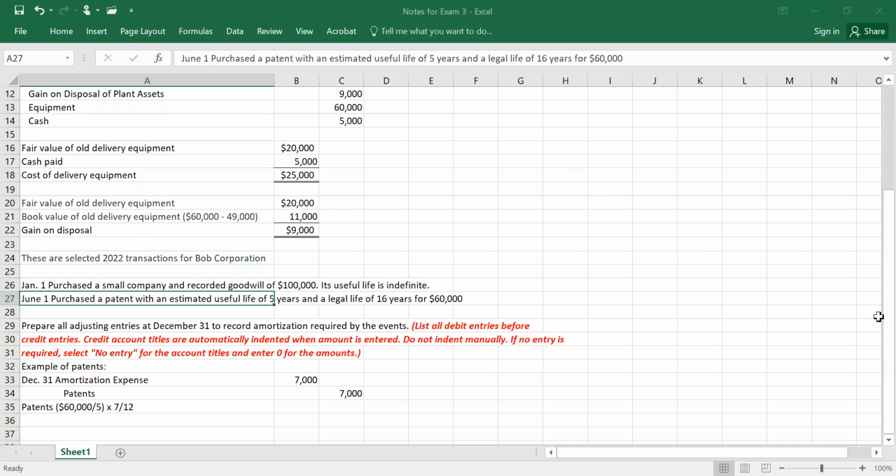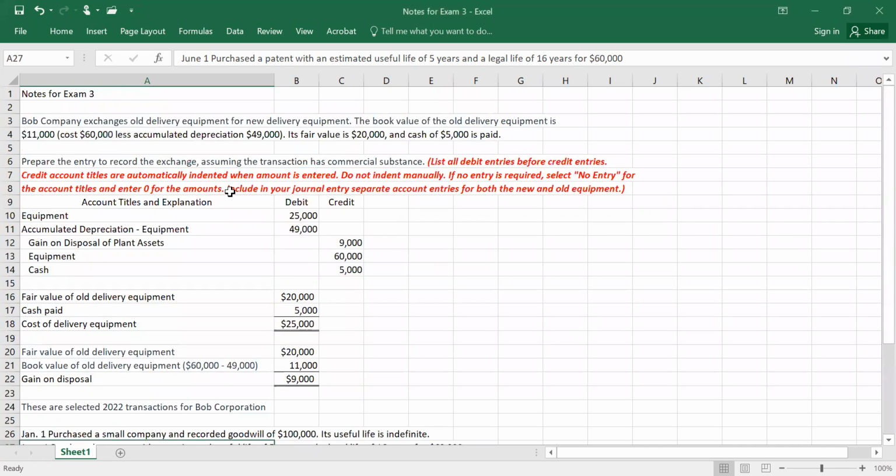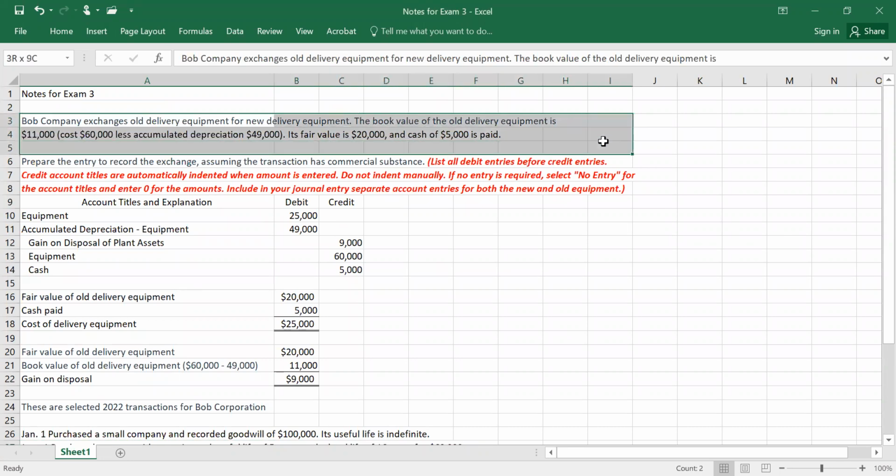So I just wanted to go over a few items we didn't really cover in class. One is gains. We talked about losses for exchanges of equipment. We didn't talk about gains. So Bob Company exchanges old delivery equipment for new delivery equipment. Book value of old equipment is $11,000. It cost $60,000 less $49,000 of accumulated depreciation. Its fair value is $20,000. Cash of $5,000 is paid. And we want to prepare the entry to record the exchange, assuming the transaction has commercial substance.